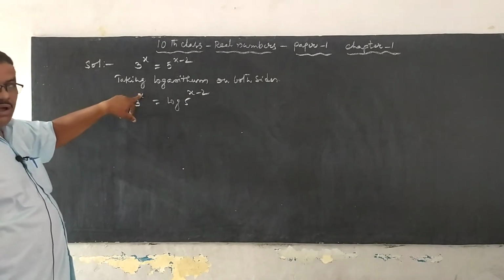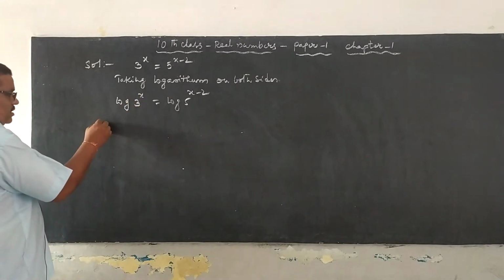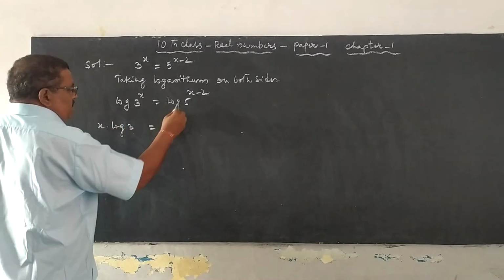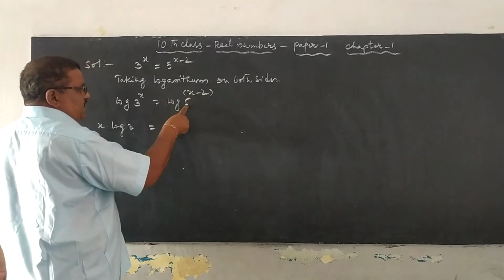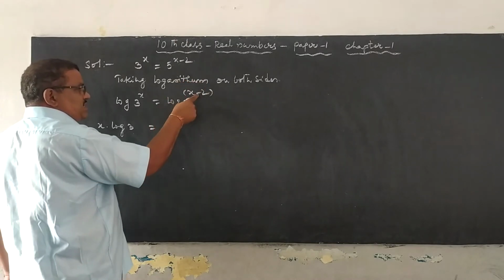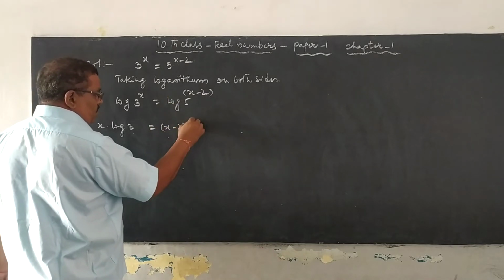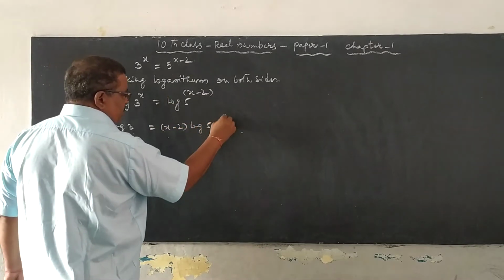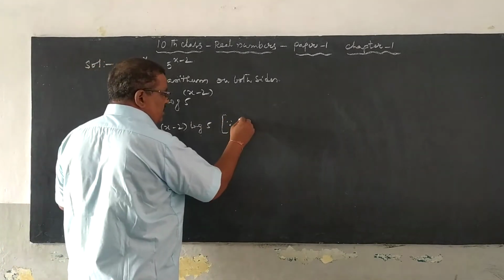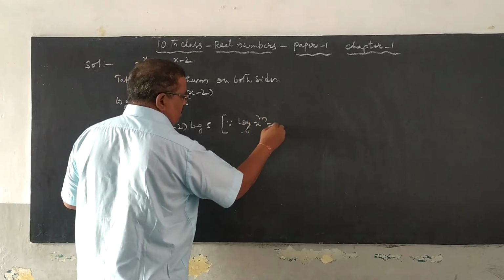The log x power m formula we already discussed in the previous class. Log x power m is m log x. So, that is x into log 3. Same here also, log x power m, think of this one as m. So, log x power m is nothing but m log x. So, x minus 2 into log 5, since from the supporting formula, log x power m is equal to m log x.